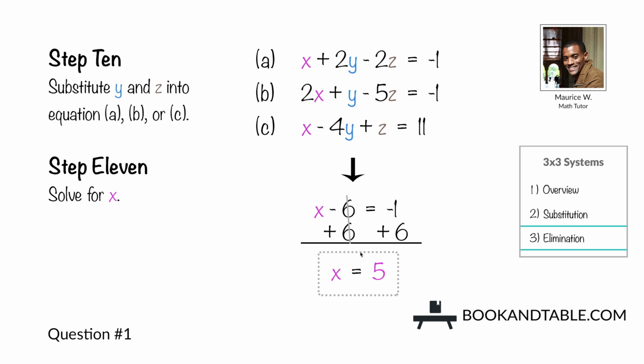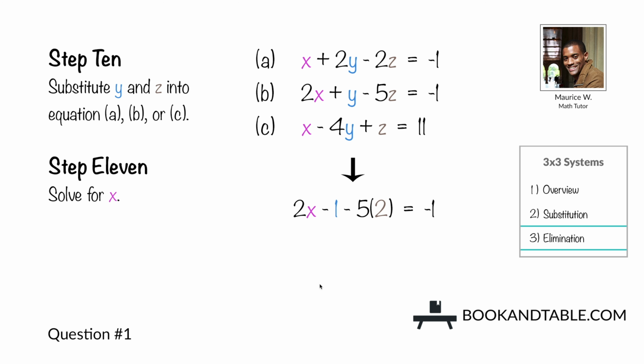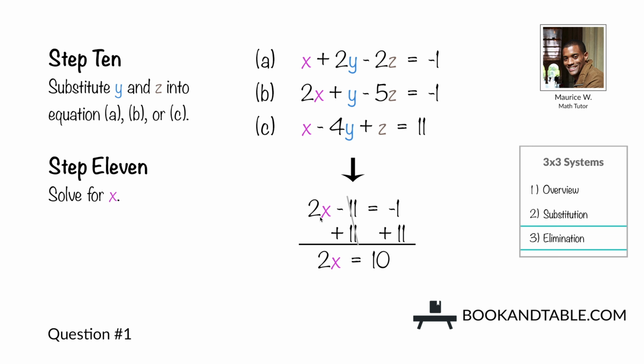And you would get the same exact value for x if you chose to plug y and z into equation B instead, giving us 2x minus 1 minus 5 times 2, which would be negative 10. Negative 1 minus 10 is negative 11. So we get 2x minus 11 is equal to negative 1. And now we will add 11 to both sides, showing us that 2x is equal to negative 1 plus 11, which is positive 10. And now we divide both sides by 2, giving us x is equal to 10 divided by 2, which is positive 5.